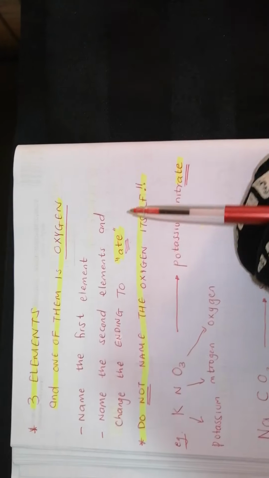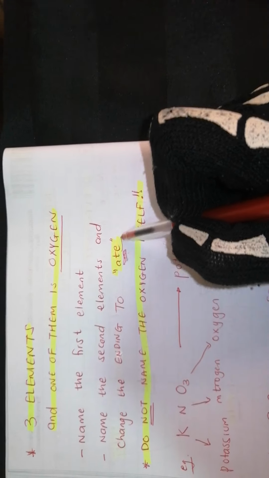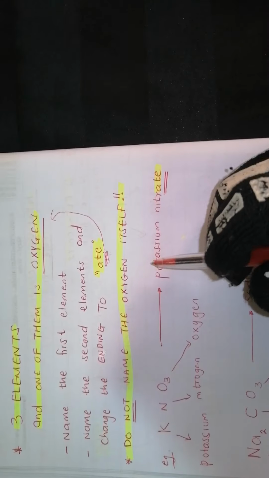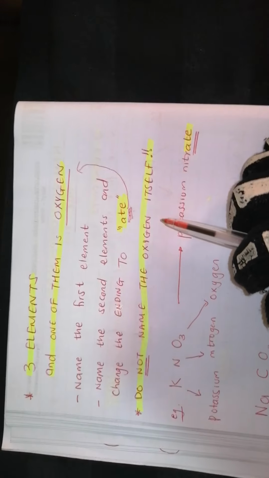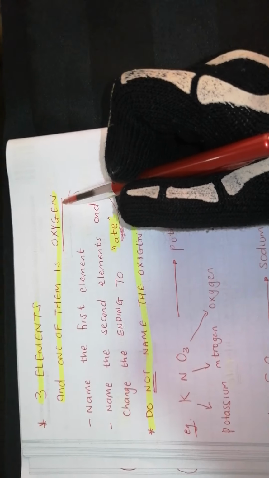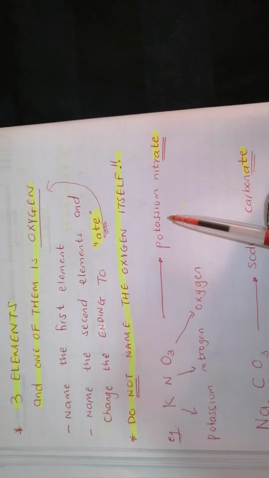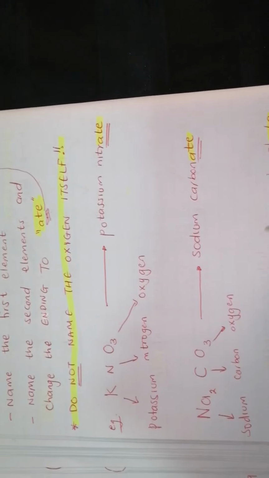We will ignore oxygen completely, because when something ends in "ate," automatically it tells you that there is oxygen in it. So you don't have to even mention the word oxygen or anything that has to do with oxygen in that name. So if something ends in "ate," it means it has oxygen in it, and oxygen doesn't have to be in that name. Right, so you're not going to name the oxygen itself. Right, let's go into examples.